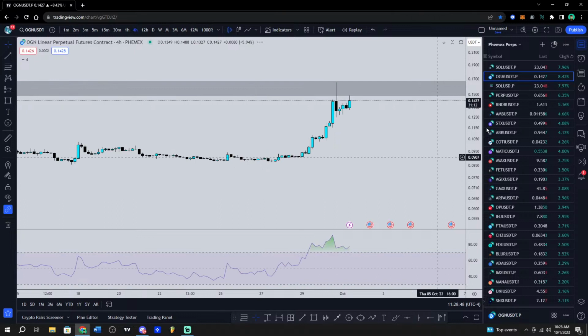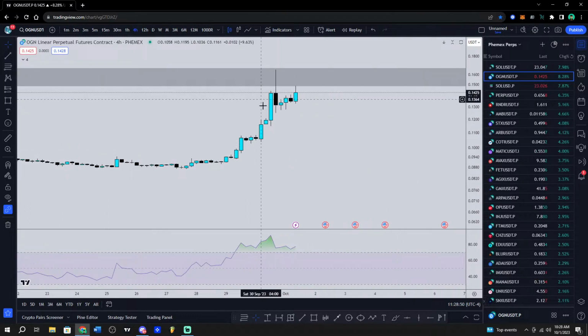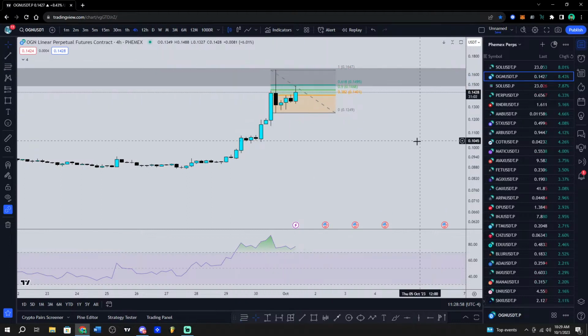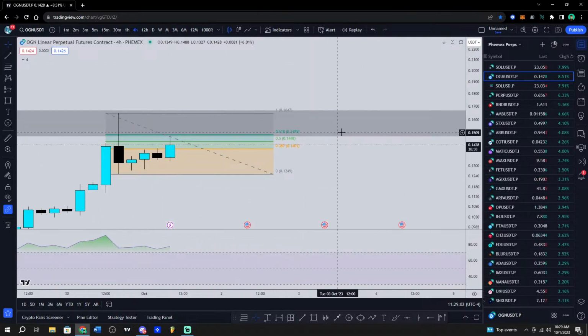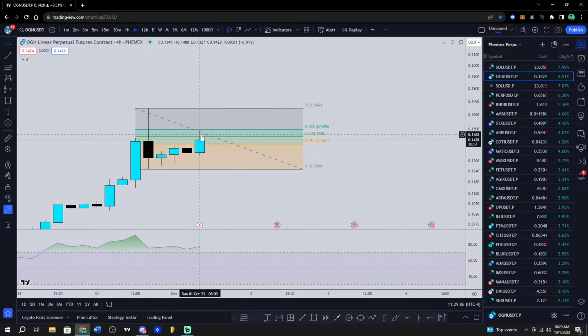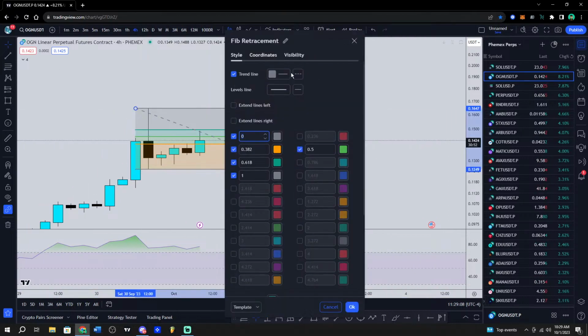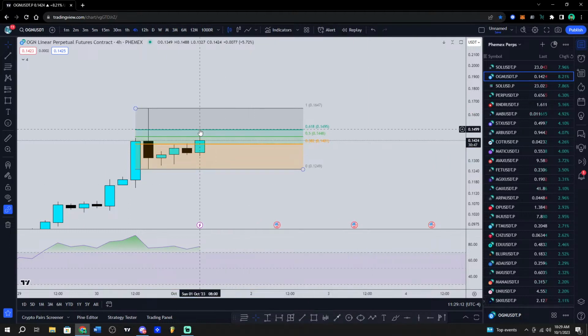Come down to the 4 hours, see what we're looking at. We've already done a little bit of a retrace here. Let's throw on our fibs, see what we're looking at. Looking at a bounce off of the 618. Didn't even touch it. Let me get rid of this. I can't see. And get rid of this trend line. There we go.